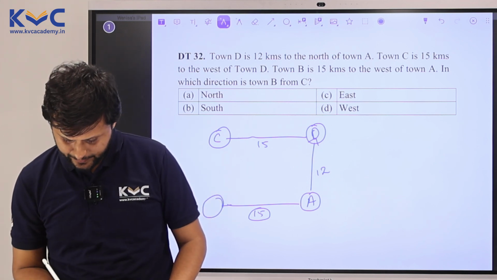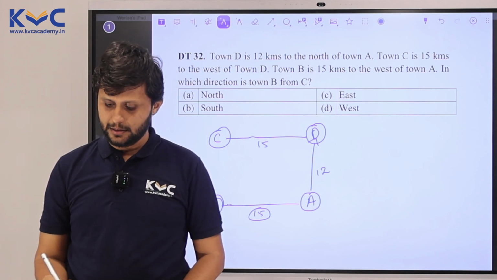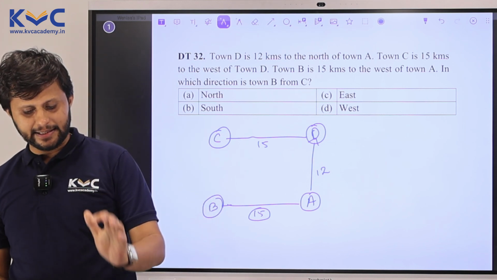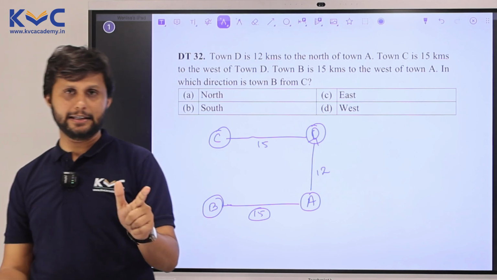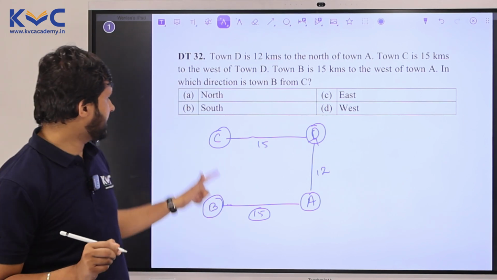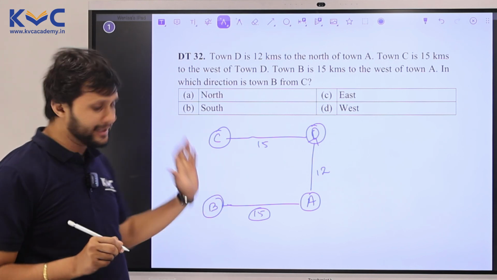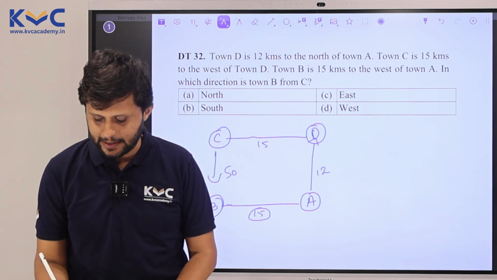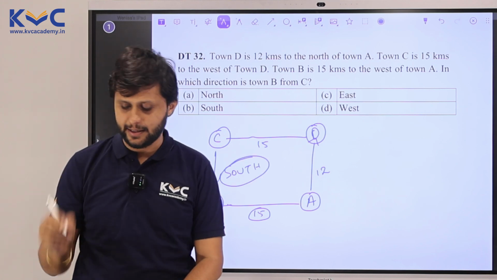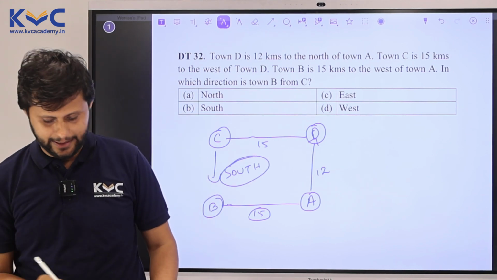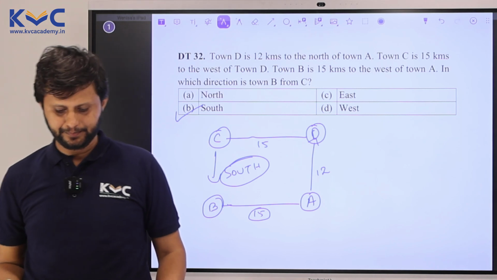Which is this? Town B. Correct? In which direction is town B from C? From C, we are over here. Which direction is B from C? B is on the south side. This is south. From C, we are seeing from C. Okay, so that is on the south side.